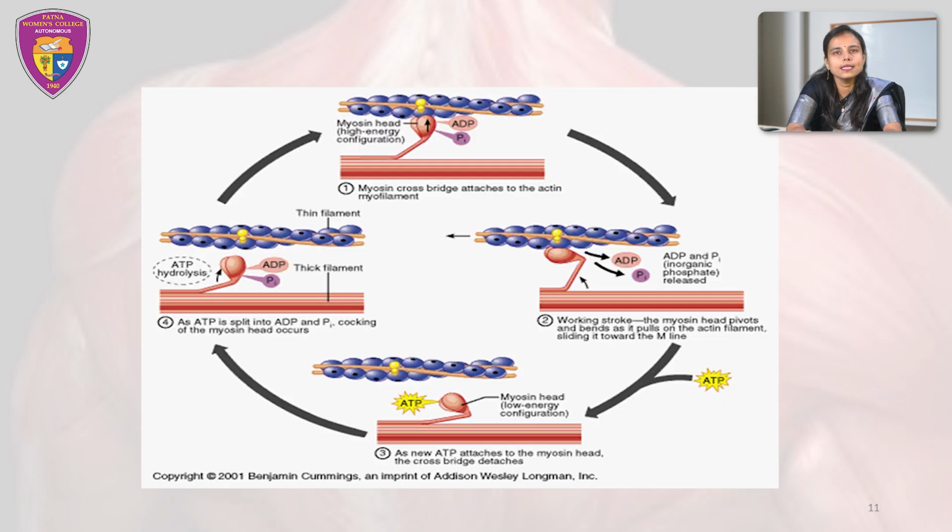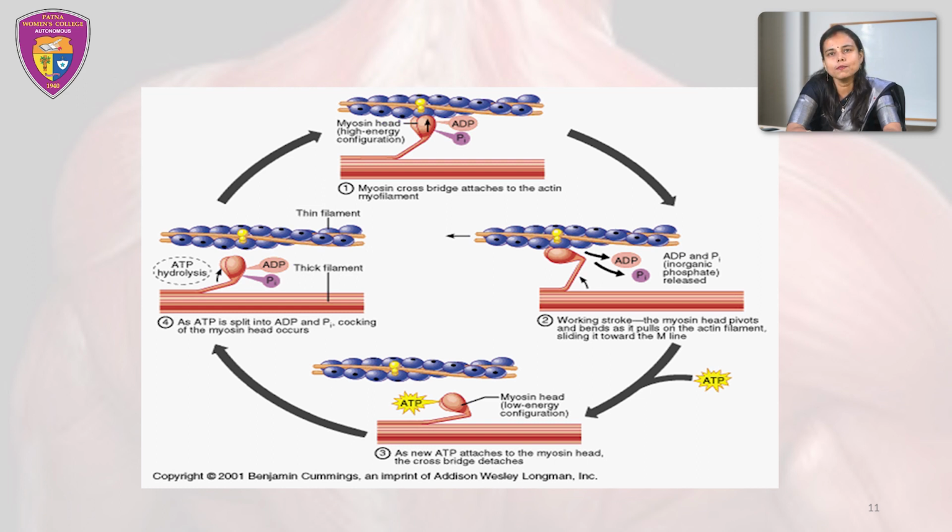In this figure, myosin head along with ADP and inorganic phosphate in high energy configuration first attaches to actin filament and forms cross bridge. Then in power stroke, cross bridge pulls the actin filament sliding towards the M line and releases ADP and inorganic phosphate. Now, new ATP attaches to the myosin head and causes the cross bridge to detach in low energy configuration.